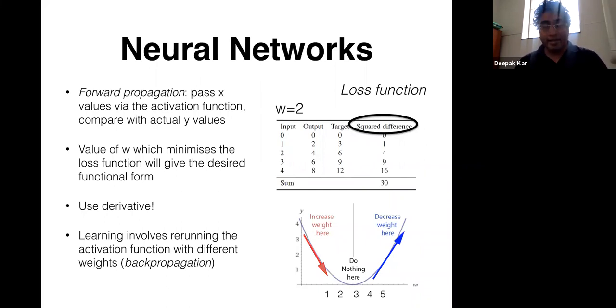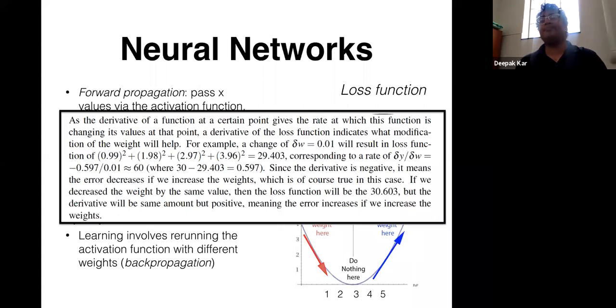Now, learning, when we say machine learning, involves rerunning the activation function with different weights, which in machine learning terms is called backpropagation. Now, I know this is all very simple, and who is going to use machine learning to find y equal to 3x? But we can essentially translate it into more complicated things.